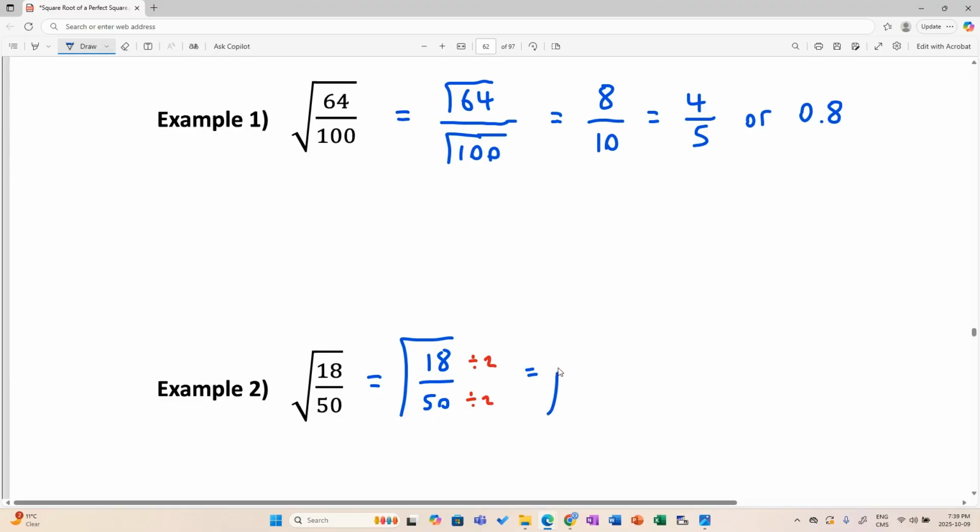I'm now going to get the square root of, 18 divided by 2 is going to be 9, and 50 divided by 2 is 25. So now I have the square root of 9 over 25. Now if I split it into the square root of 9 on the top and the square root of 25 on the bottom, the square root of 9 is going to be 3, and the square root of 25 is going to be 5. So that means that the square root of 18 over 50 is simply going to be 3 over 5, or 0.6.